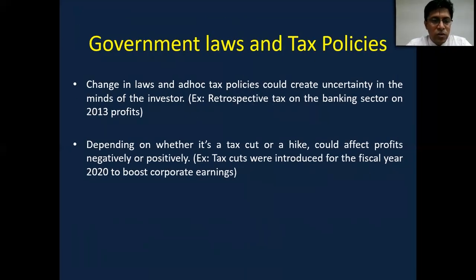Governments, taxes, and laws could also directly affect the businesses which are listed in the market. Especially ad hoc tax policies could create uncertainty in the minds of investors. For an example, in 2015, there was a retrospective tax charged on the banking sector on the profits earned for 2013, where they had already paid the stipulated tax for that year. Those additional tax burdens made the share prices fall in the banking sector.